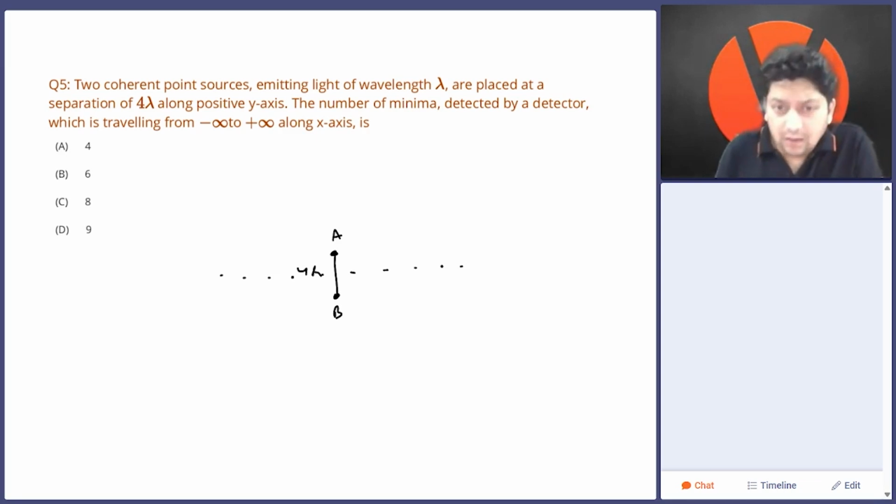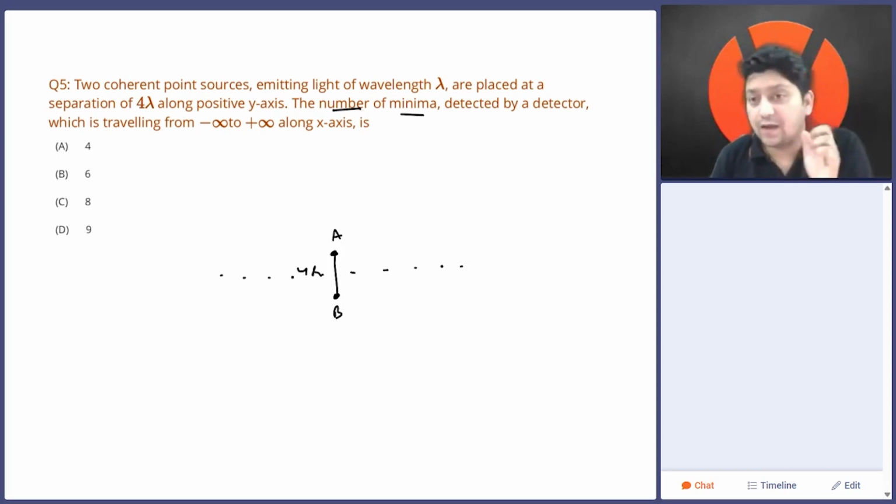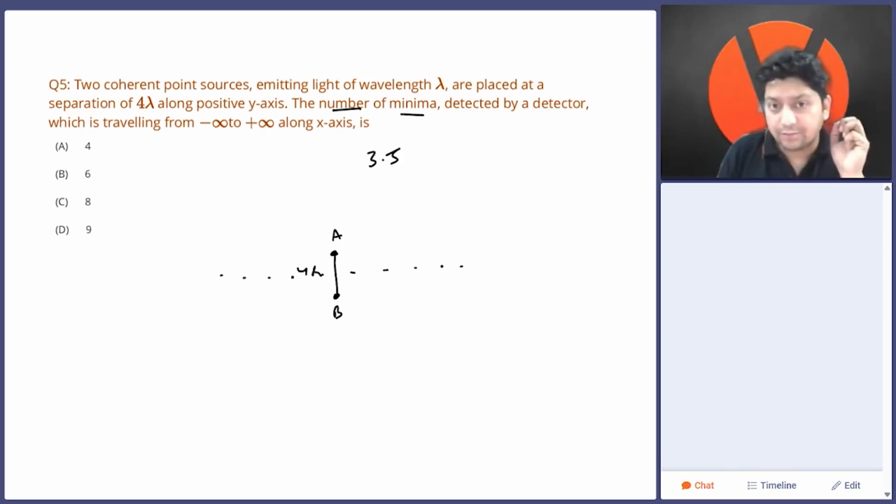From here, first of all we need to find out the number of minima. The maximum path difference between the waves of the sources can be 4 lambda. This is the maximum path difference, but as 4 lambda is a multiple of wavelength lambda, this will create constructive interference, and we need to figure out the number of minima. So we are interested in the maximum path difference which can create a minimum, that will be 3.5 lambda. 3.5 lambda will be the path difference which creates a minimum.